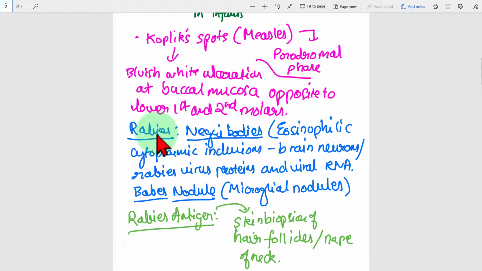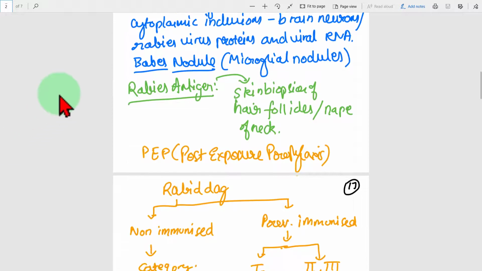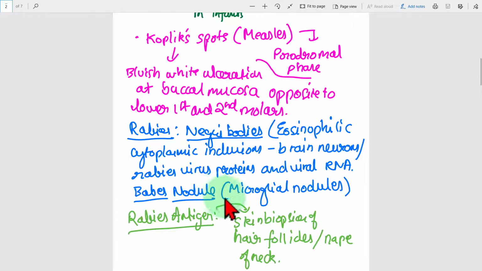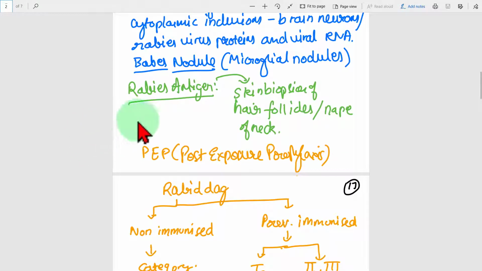Next, talking about rabies, we have spoken about inclusion bodies and the viruses. We have already covered that; that is, it has presence of Negri bodies. They are eosinophilic cytoplasmic inclusions found in the brain neurons involving the rabies virus proteins and viral RNA. And there is also presence of Babes' nodules in case of rabies, which are nothing but microglial nodules. Talking about the rabies antigen, the skin biopsies of hair follicles, mostly at the nape of the neck, are seen and studied.